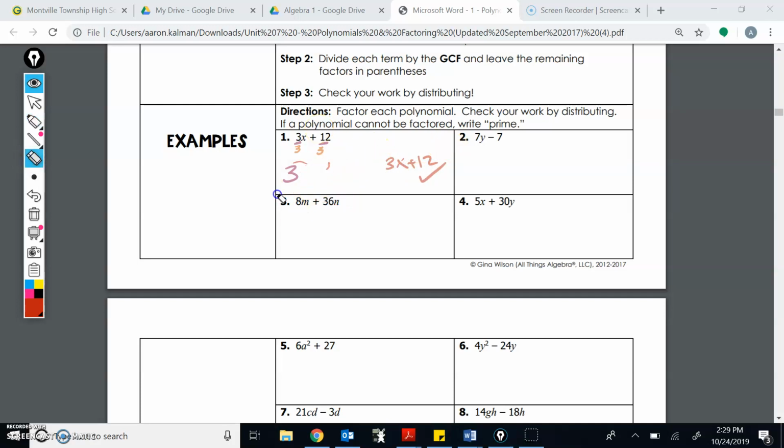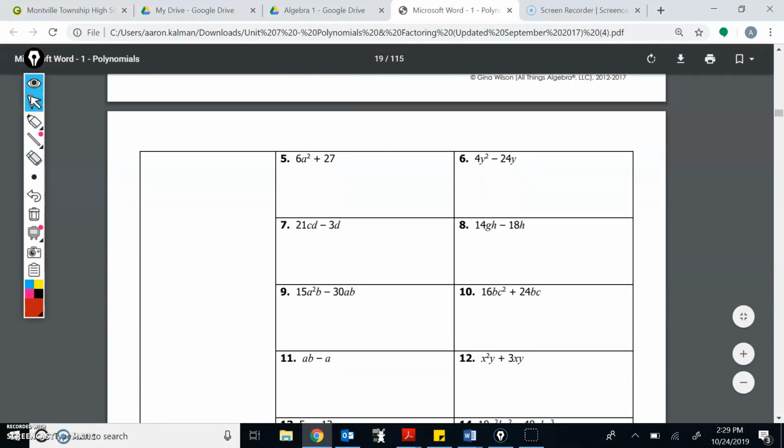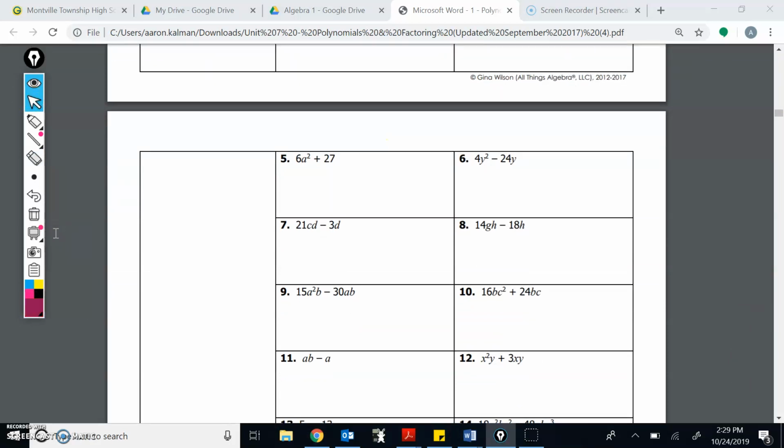Let's go on to a little more challenging one. Look at the next page. Let's look at number 6. We first need to find the GCF of the coefficients. The coefficients are 4 and 24. Don't worry about the negative right now. The biggest number that goes into 4 and 24 is 4. Next, we look at the variables. They both have y's, so we're going to take out a y. You always take out the smallest exponent y. Here, this has an exponent of 2, this has an exponent of 1. The smallest one is regular y.